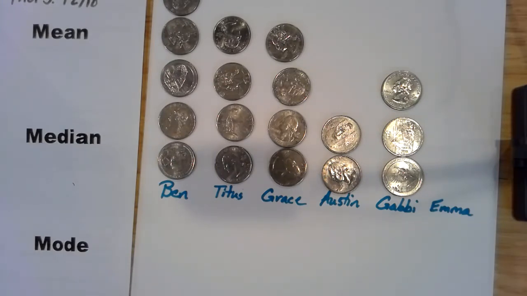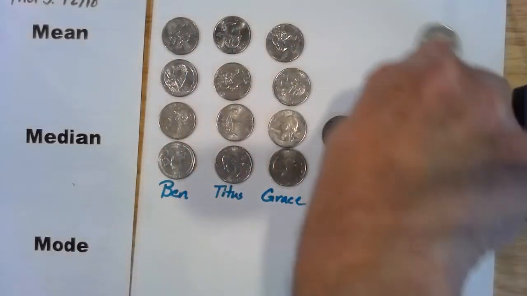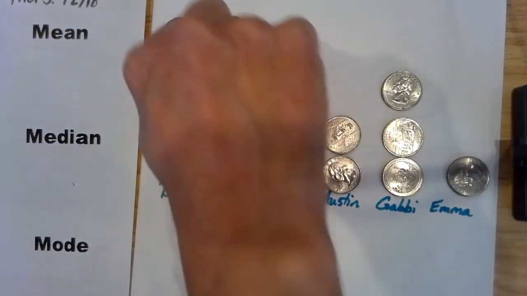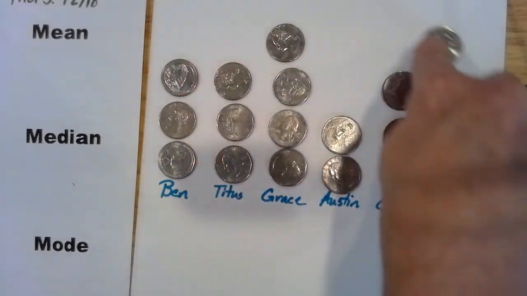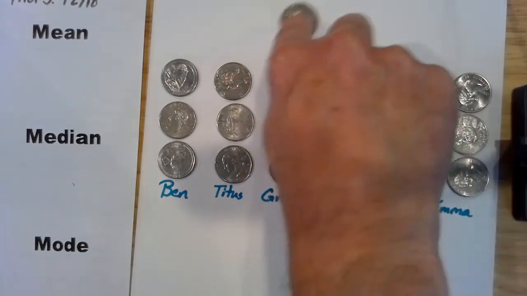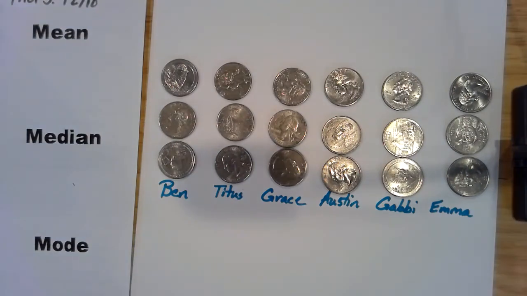Now, if we look at all of these coins, we've got a grand total of 18 quarters here. So if I redistribute these or level them out, if I take the tallest stack from Ben and I move it over to Emma, and I take another taller one from Ben and move it to Emma, and I take one from Titus and move it to Emma, and I take one from Grace and move it to Austin, you can see we level out to an average of 3 different YouTube videos per person.